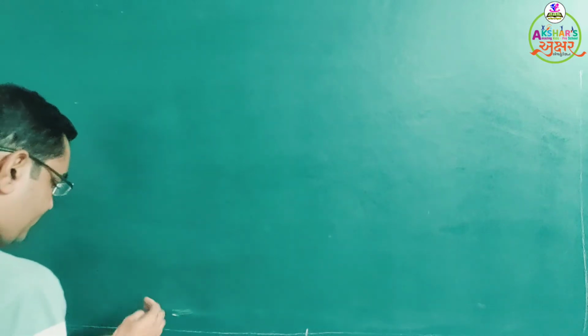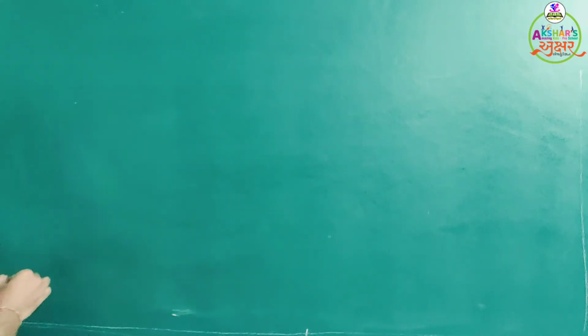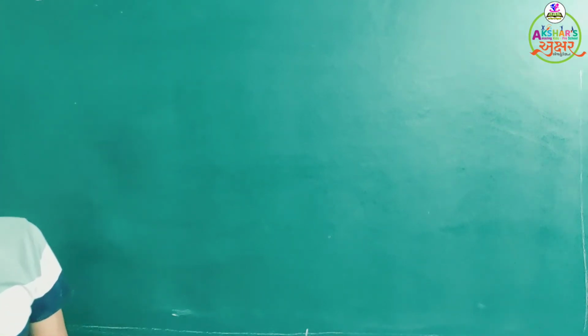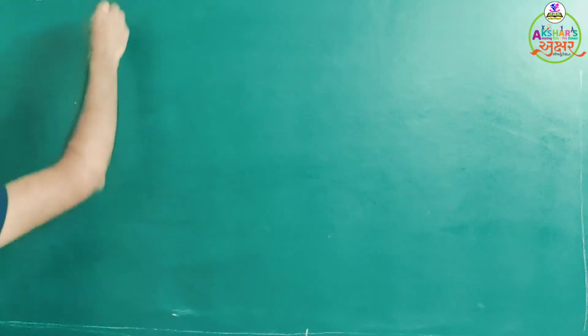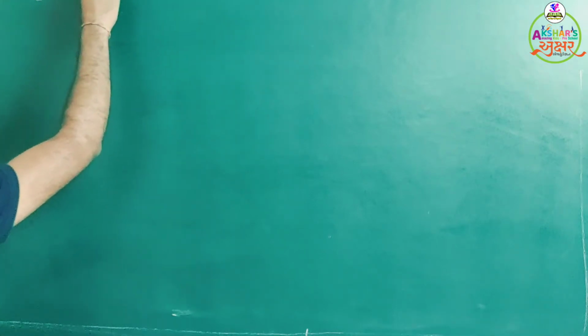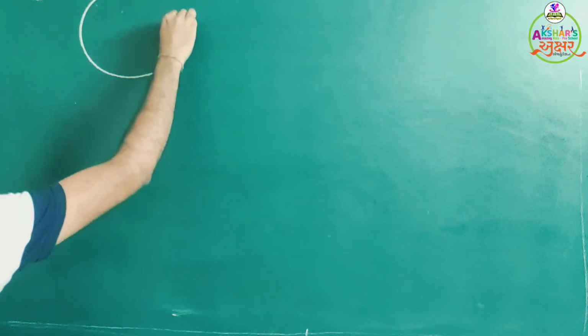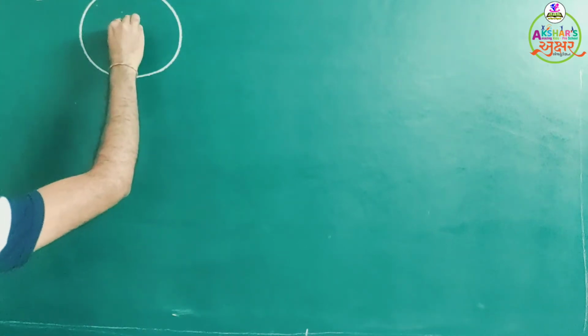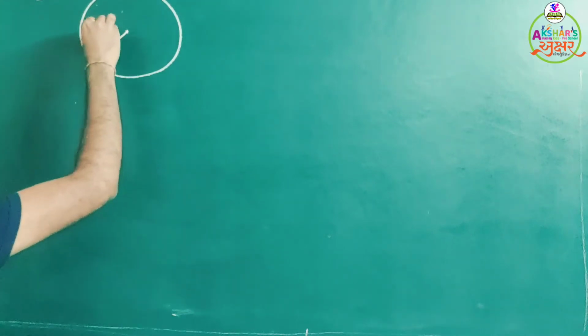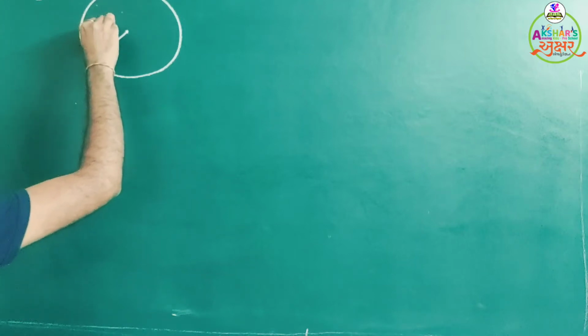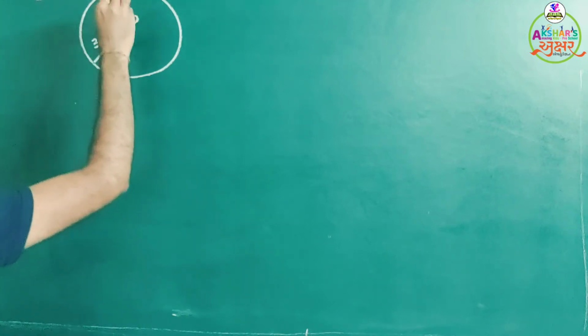Okay students, now next question number 6. So here the question is, the radius of circle is 3.5 centimeter. So one circle is given, circle with radius 3.5 centimeter. So this is one circle with radius r equal to 3.5 centimeter with center O.